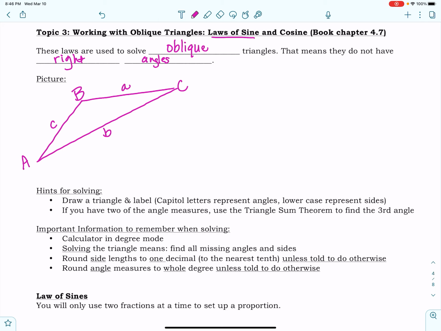So I've got a picture drawn here of a triangle, which clearly is not a right triangle. And if you'll notice, all of the vertices are labeled with capital letters, and all of the sides are labeled in lowercase letters. I also want you to notice that side a is across from angle A, and side b is across from angle B, and side c is across from angle C. That is always how we're going to draw these.